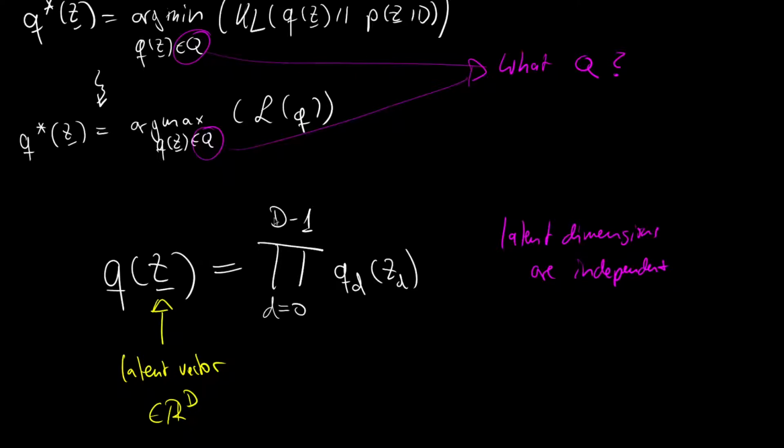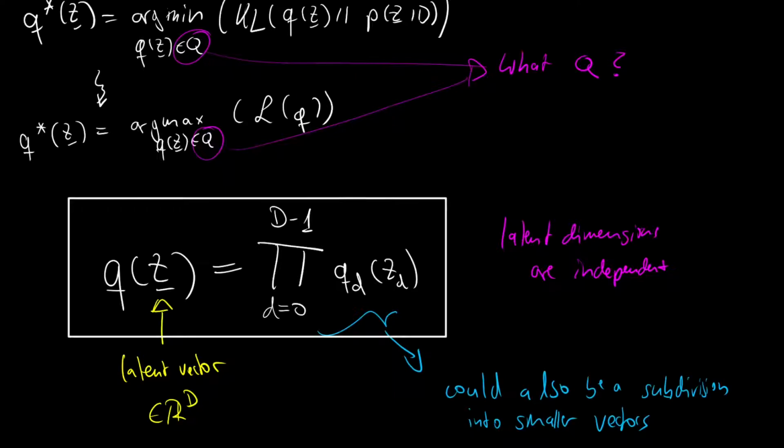But of course, we don't have to subdivide our latent vector only into scalars. You can also make a subdivision into smaller latent vectors or into smaller chunks. And this is the point we want to start from. And of course, now it seems a little strange. The question was, what is q? What is this family of distributions we want to consider? And now we just introduced a subdivision.